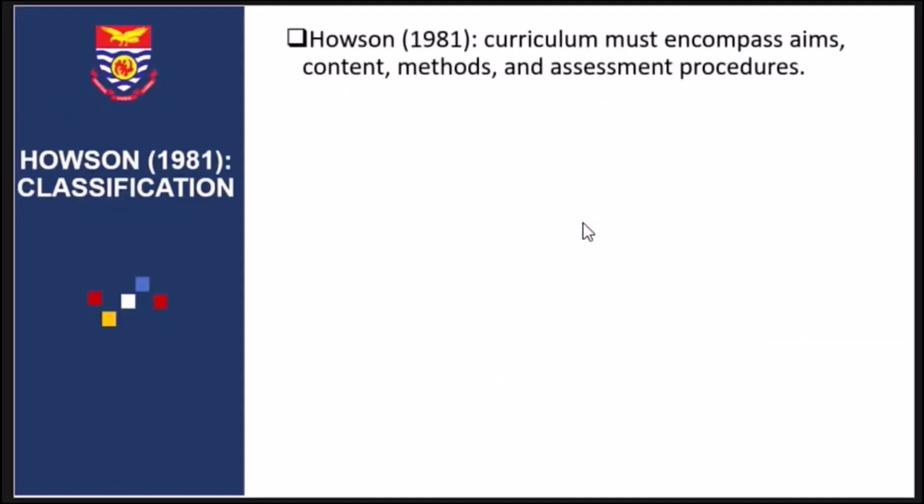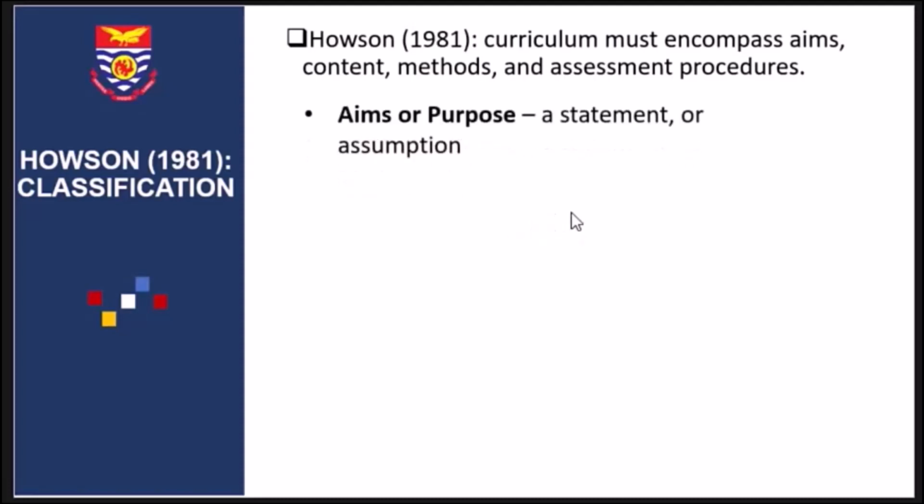All the four components are very essential in teaching and learning. But in this course, we shall be concentrating on Hosing's 1981 classification of components, or what he talked about the components of the mathematics curriculum. And he said curriculum must encompass aims, content, methods, and assessment. So just like in broad terms that we have talked about, Hosing 1981 also classified curriculum into four components, and the aims, which are the purpose. And according to him, the aim or purpose is a statement or assumption.